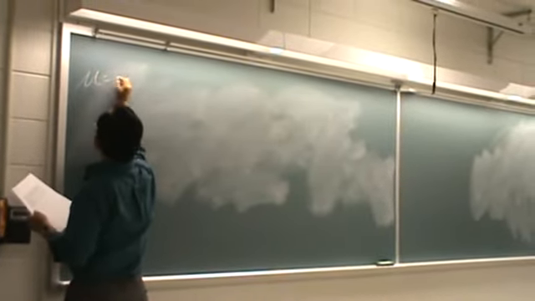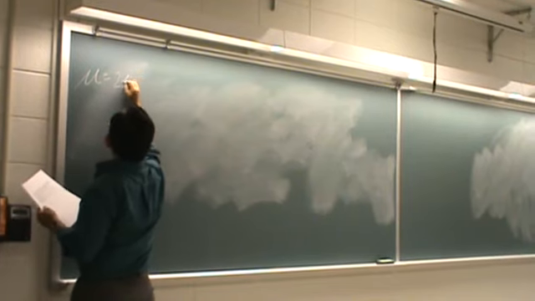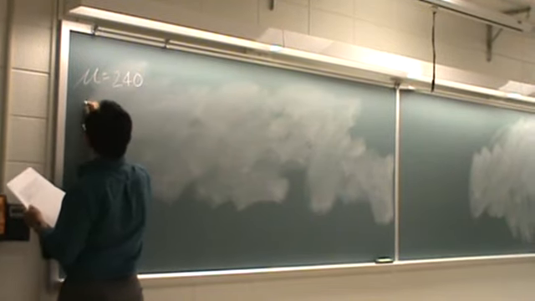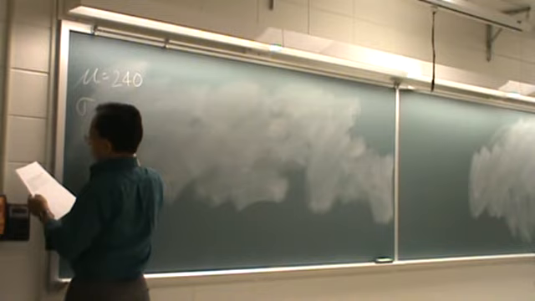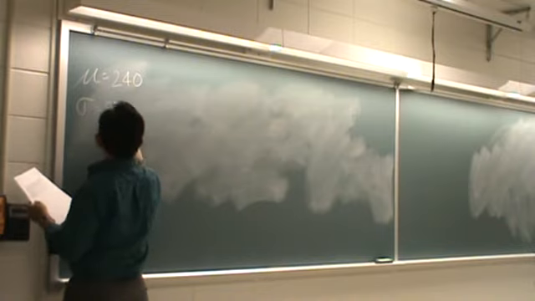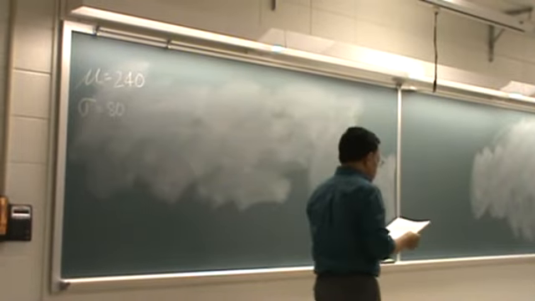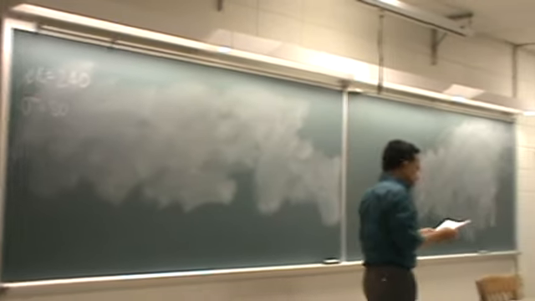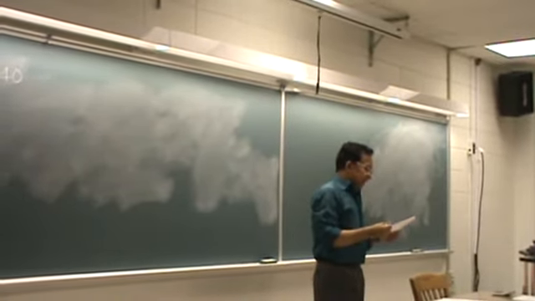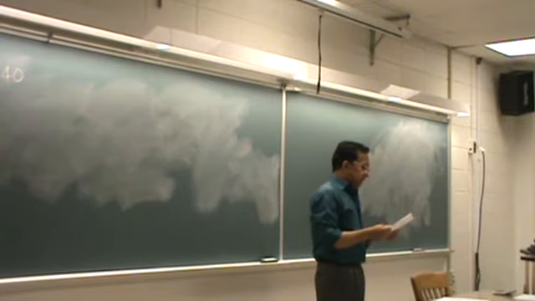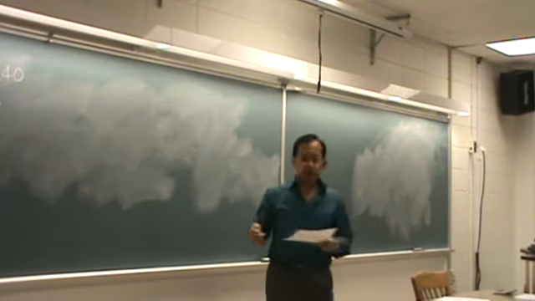So our mu is 240 and our standard deviation is 80 hours. So those are given. Now the first question is, what is the probability that a candidate would take more than 300 hours to complete the program?